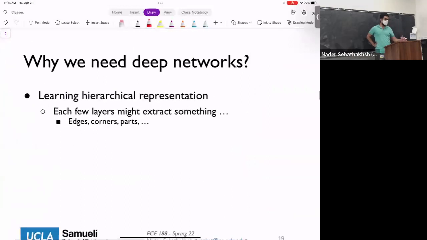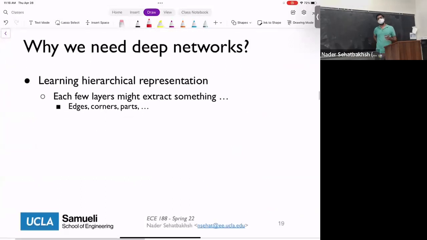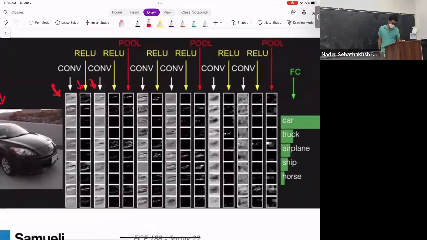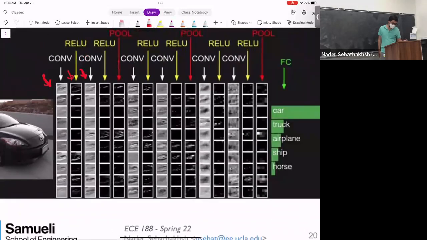And then I already talked about this. Why are we interested in deep neural nets? Because generally it's been shown that each layer or each group of layers can actually be used to extract something. And as you can see here, if you zoom in on this picture, this is interestingly showing the outcome of this image at each of these layers. And you can actually see that each layer or group of layers seems to be concentrating on some specific thing.